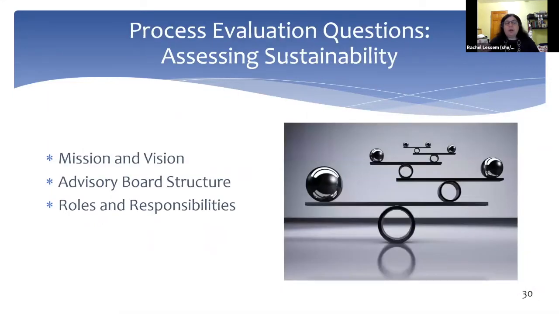So when you're assessing sustainability, there are some process evaluation questions that you can ask to see how you're doing. And it's a balance to keep everything working. First of all, did the advisory board develop a mission and vision statement? This happens early on, but it's critical to sustainability because engaging members in this process can help build both the shared understanding of their role as well as affirm their commitment to the advisory board ongoing. Next, what type of advisory board structure is feasible in this setting? Part of this is what roles are members willing to take on and what roles the providers are willing to take on. Is that working?